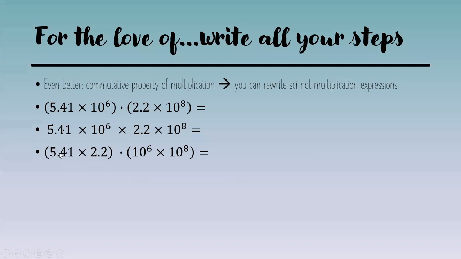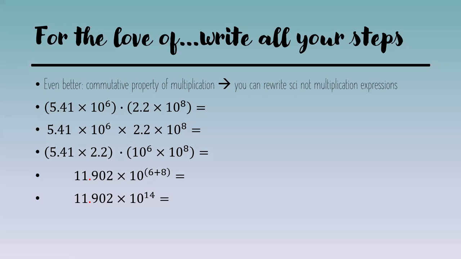So I can then rearrange it so I have my constants together, and then I have my powers of 10 together. Well, now it becomes a very easy question, because 5 and 41 hundredths times 2 and 2 tenths becomes 11.902. And then we add our exponents when we multiply the base, so 10 to the 6 plus 8, and that becomes 14. And now I've done my answer.